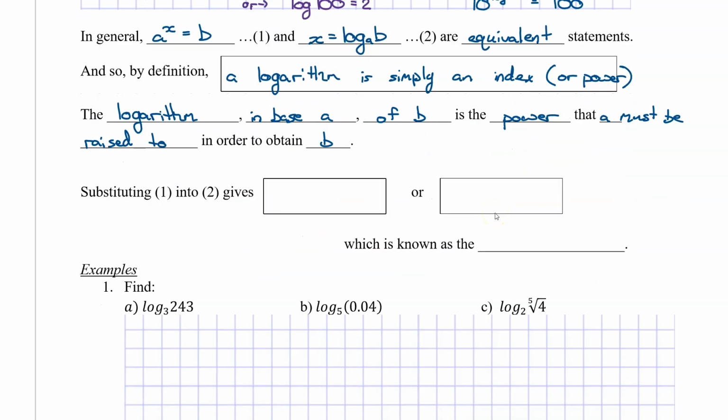Substituting 1 into 2 gives x equals log base a of a to the power of x, or log base a of a to the x equals simply x, which is known as the inverse property. So we'll leave it there for this video, and in the next video we'll do some examples.